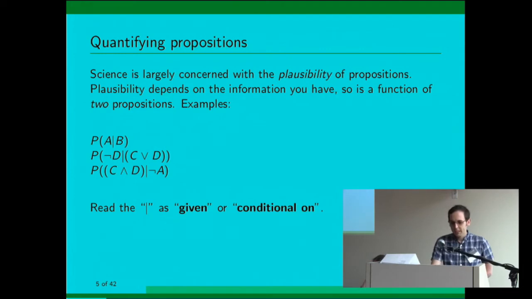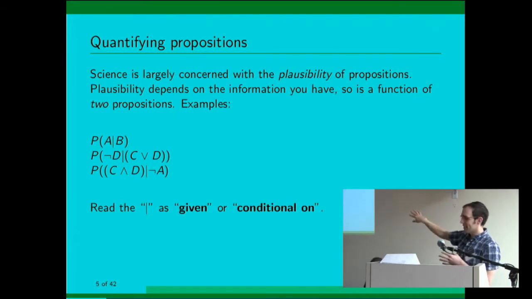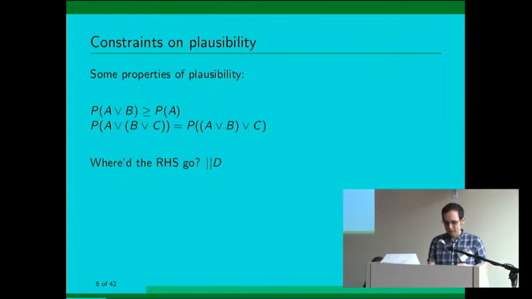You can do that with any two propositions, so you could have not D given C or D, and whatever, any two propositions. I've deliberately said that these aren't probabilities yet, I've just called them plausibilities. It remains to be proven that if you want to do this, these P's actually have to be probabilities. And there are a number of fairly famous papers trying to prove that.